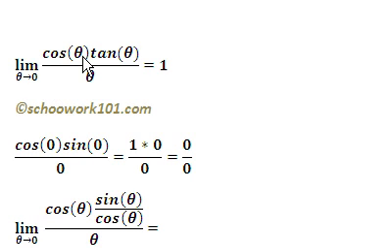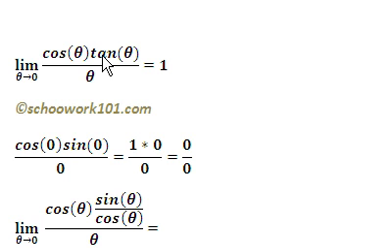We have the limit of cosine theta times tan theta over theta as theta approaches 0. We do the direct substitution, plugging 0 directly in for theta, and we get cosine 0 times sine 0 over 0, which ends up leaving us with 0 over 0. So we're going to need to do something to this, and I'm going to try simplifying this down.